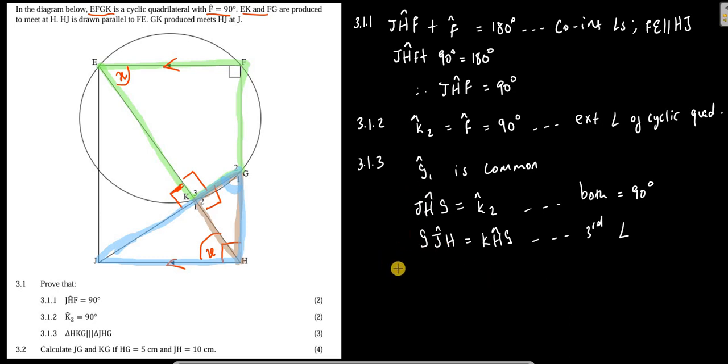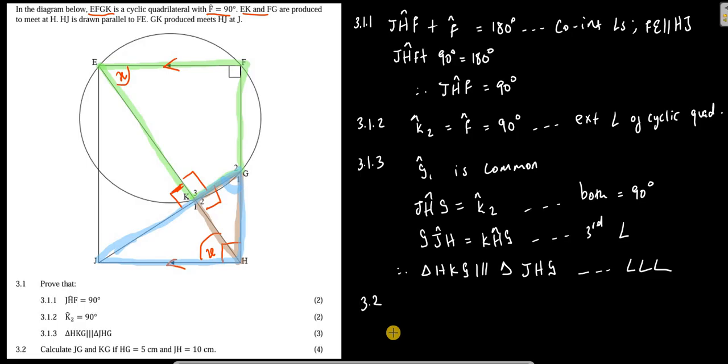So because of this, therefore you rewrite the statement that triangle KHG is similar to triangle JHG. That's it, guys. So similarity is quite easy because all you need is two pairs of angles that are equal. And if you have a common angle, you should just be happy.